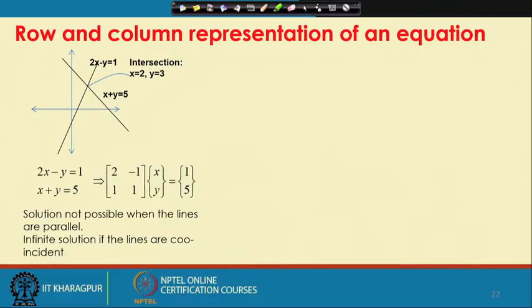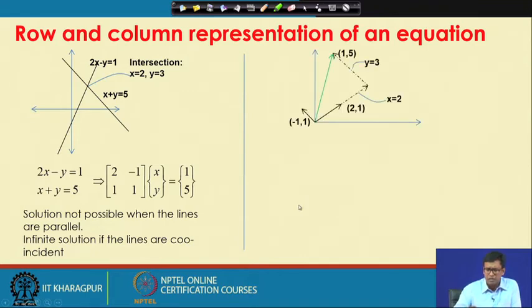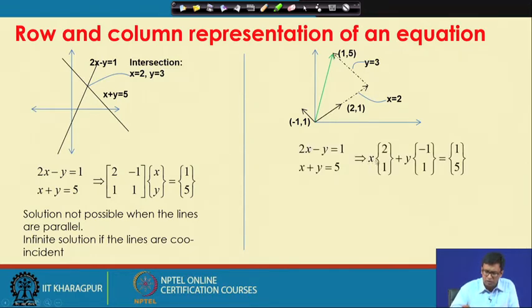And this is a row-wise representation, because each equation gives me the members of each of the rows. If we look into the column-wise representation, it is basically a linear combination of two vectors. The first vector is the column (2, 1), the second vector is the column (minus 1, 1), and I multiply (2, 1) by 2 and then add (minus 1, 1) times 3, and I get the point (1, 5). So x is equal to 2, y is equal to 3 are the coefficients multiplied with each of the columns, giving me the resultant B column.